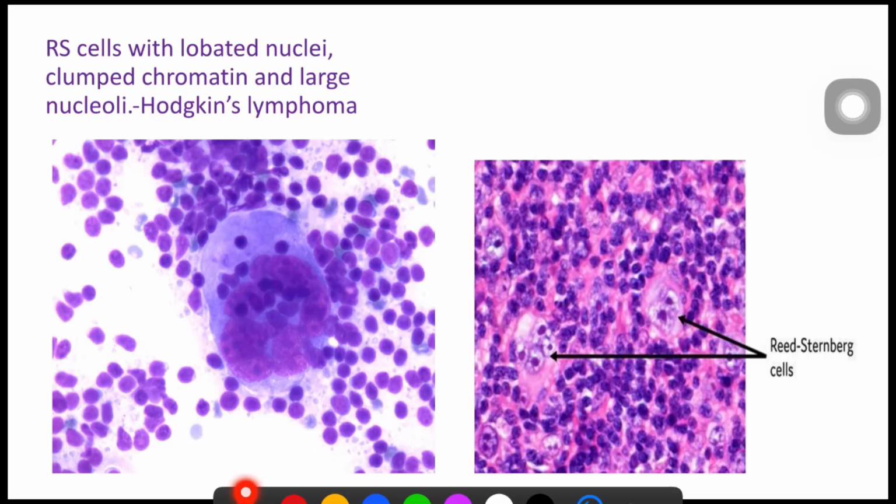And sometimes in Hodgkin's lymphoma you will find this type of RS cells with lobulated nuclei, clumped chromatin and large nucleoli. So, this is a case of Hodgkin's lymphoma as well as if you find classic RS cells with binucleation and prominent nucleoli, this is again a classical clue to Hodgkin's lymphoma.